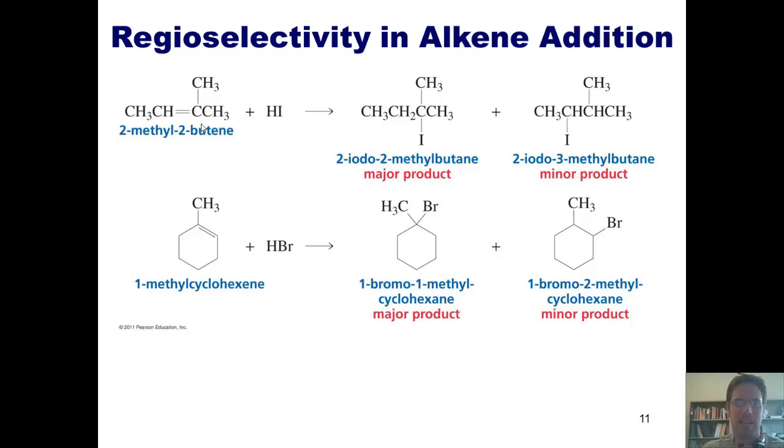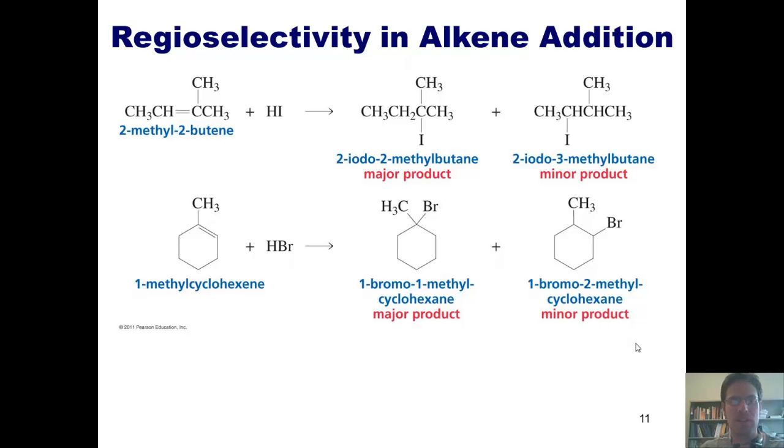In the world of organic chemistry, we often use the term selectivity to be synonymous with the word preference. Because this particular reaction is selective or has a preference for one outcome versus the other, that is, placing my hydrogen on one specific region and my iodine on another specific region versus the alternative, we say that this reaction is regioselective. That is, it has a preference for forming those bonds in one region versus the other.